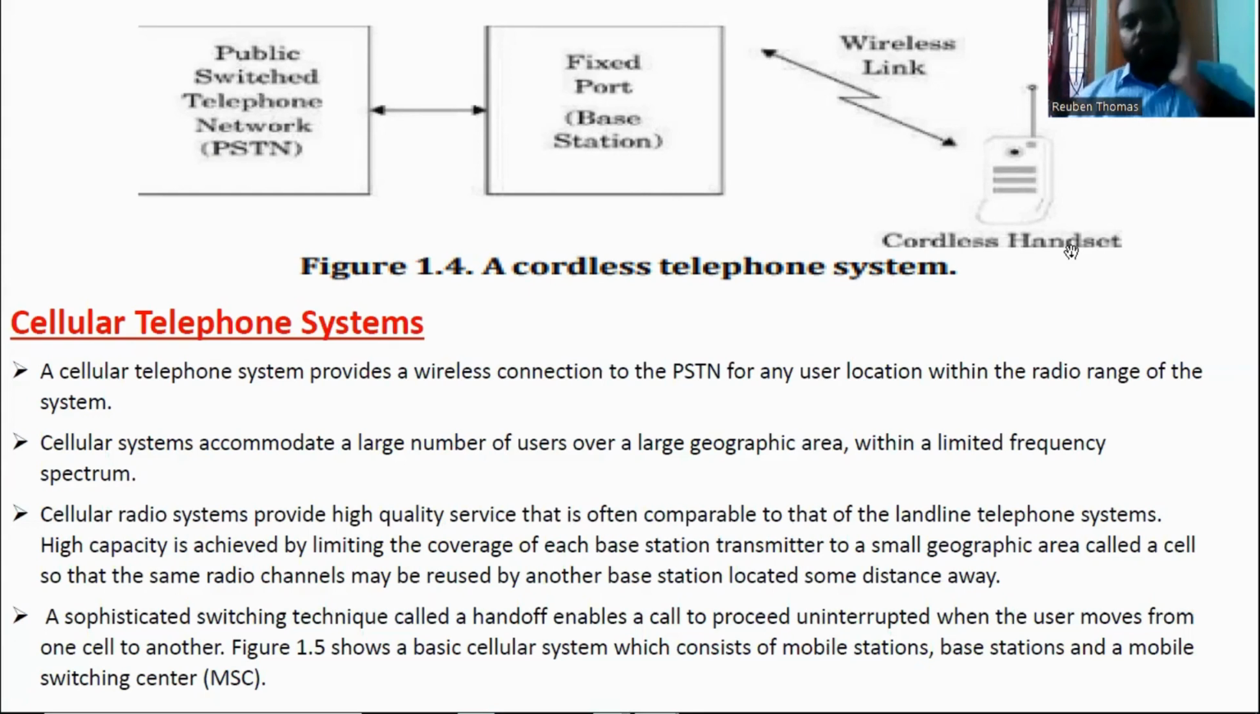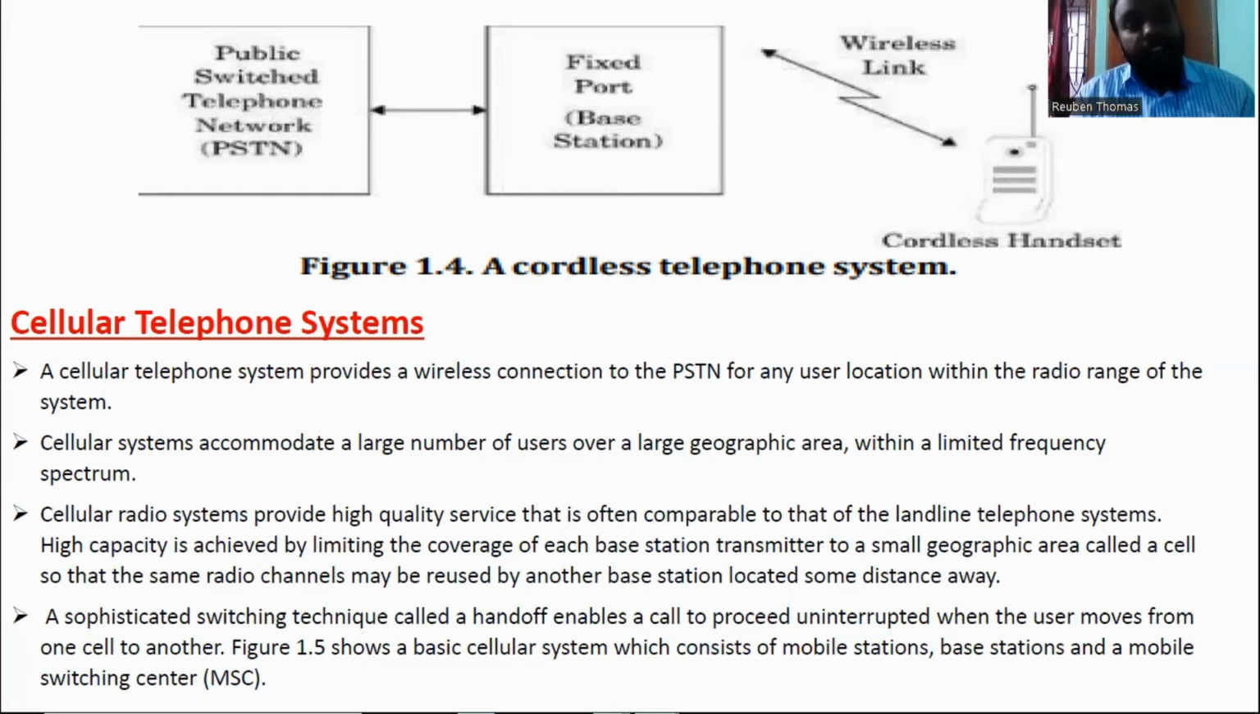Now I have gone through the cordless telephone system. Now we'll go to cellular telephony systems. A cellular telephone system provides a wireless connection to the public telephone network, that is the PSTN, for any user location within the radio range of the system.